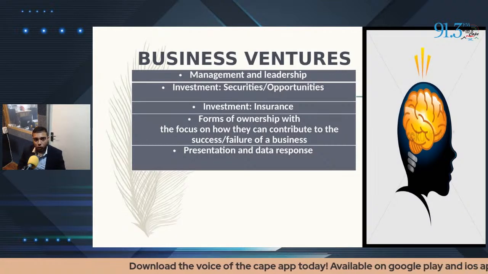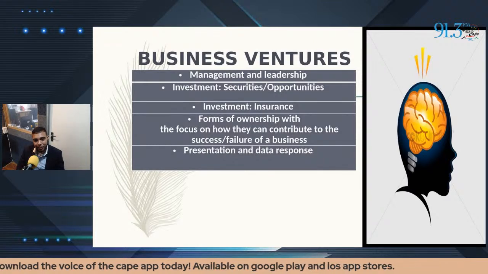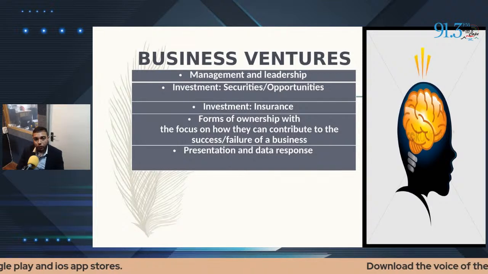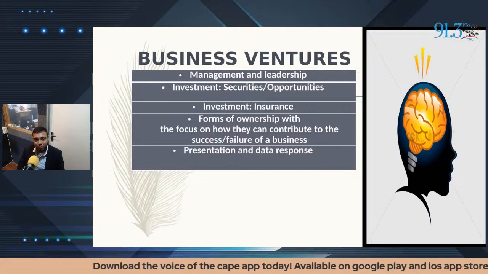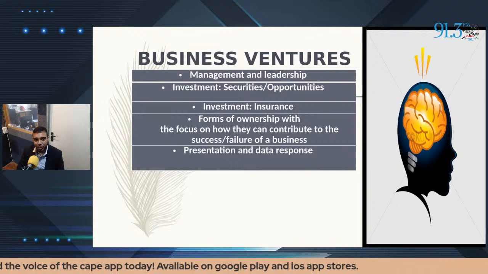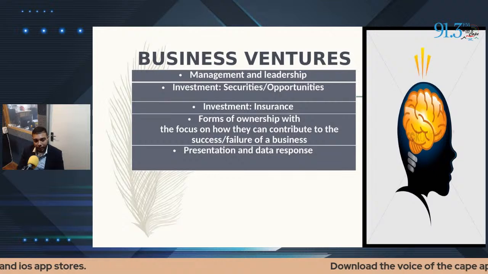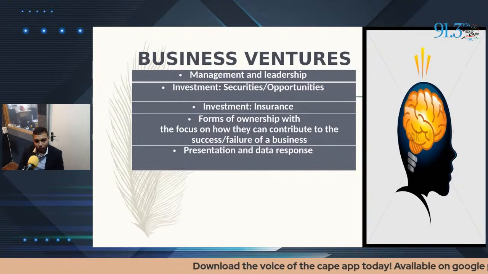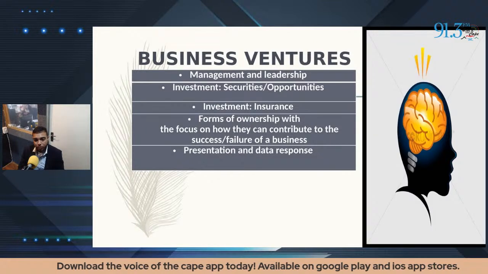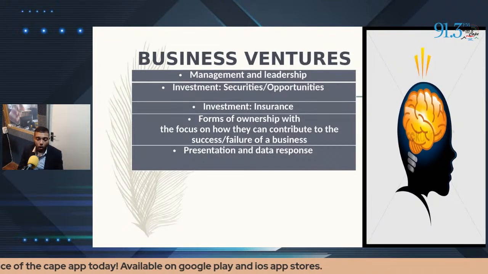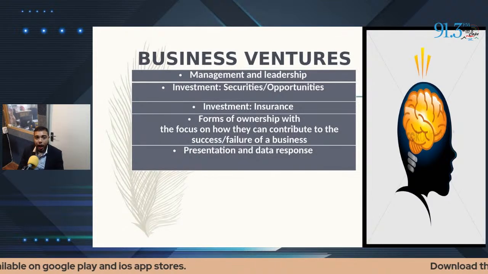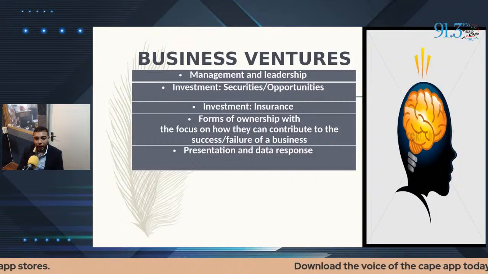Today's topics that we'll be going over for business ventures would be management and leadership, investment securities or opportunities, investment insurance, and forms of ownership with the focus on how they can contribute to the success or failure of a business. We'll also be going over presentation and data response. If you didn't know, all these topics were covered in grade 10 and grade 11, more work was added to it, and now in Matric, even more work has been added to it, but you have recapped on all those topics in those previous grades, and we'll now be focusing on what will be asked of us in our prelims and our final examination.